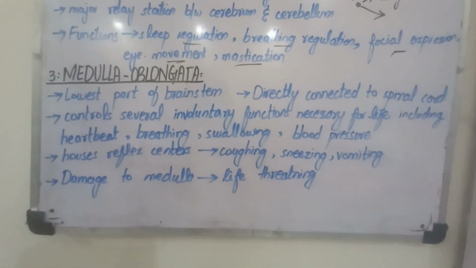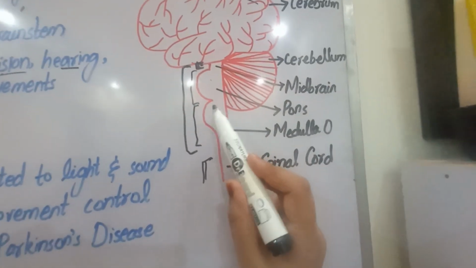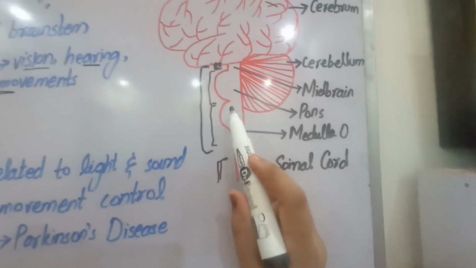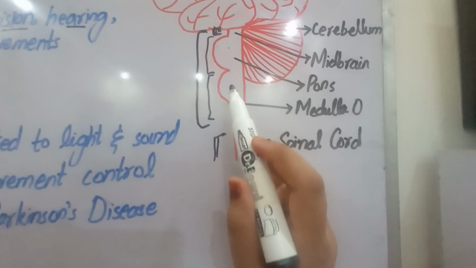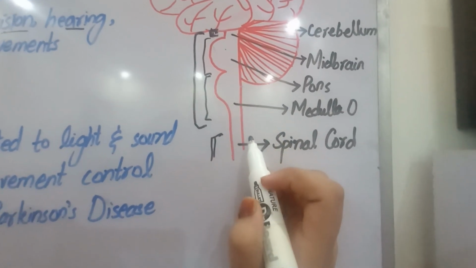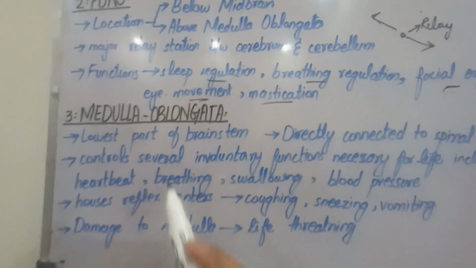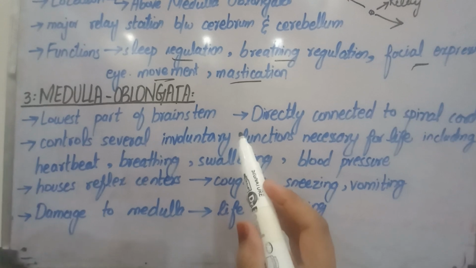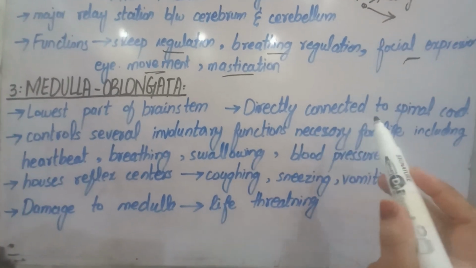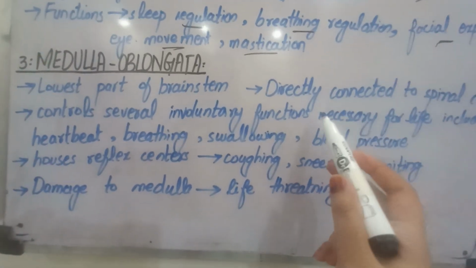The next part of the brainstem is the medulla oblongata. As you can see in the diagram, this area, the lowermost portion of the brainstem, is the medulla oblongata. And below it the spinal cord starts. So it is the lowest portion of the brainstem. It is directly connected to the spinal cord that is present below it.